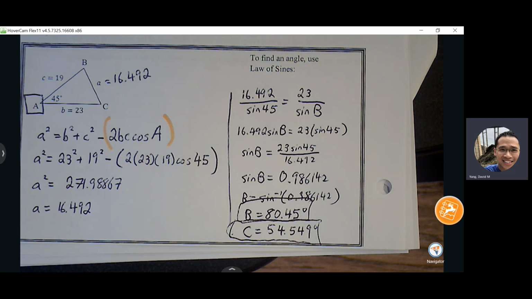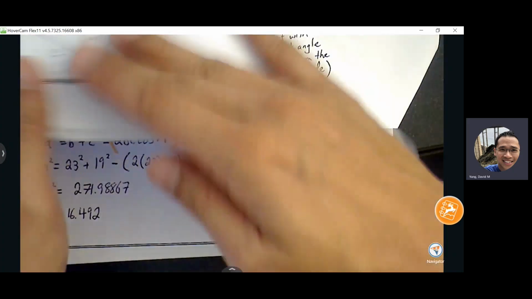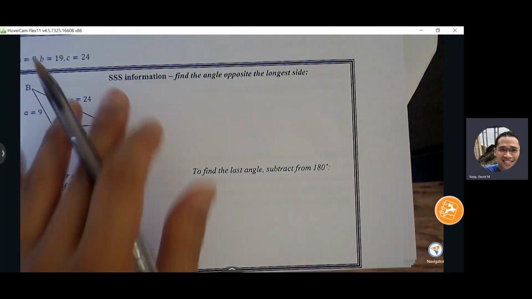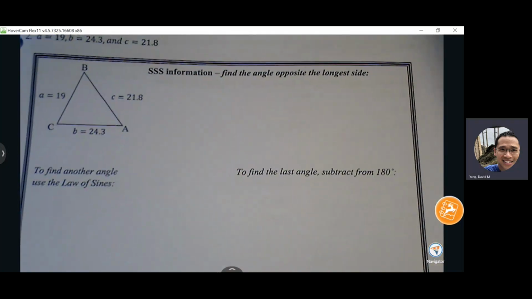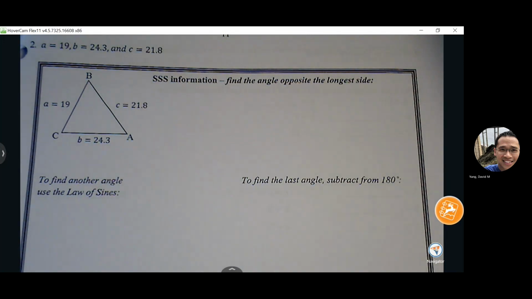Good. Any questions with side angle side, law of cosines? Okay, let's look at page 11. So what type of triangle do we have here? This is side side side. So you're also going to apply law of cosines, but it's a little messier algebraically because it's not going to be as clean. You have to do some adding, subtracting, dividing a little bit more than before.